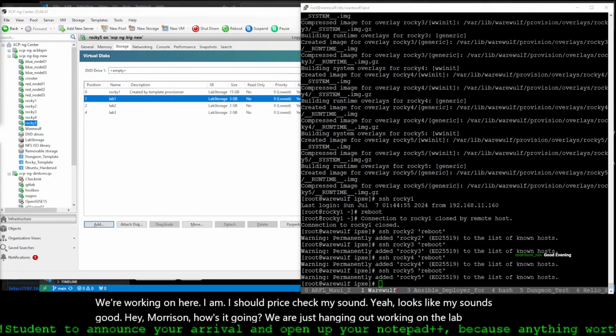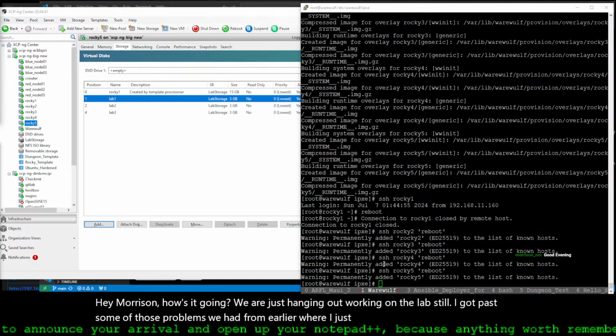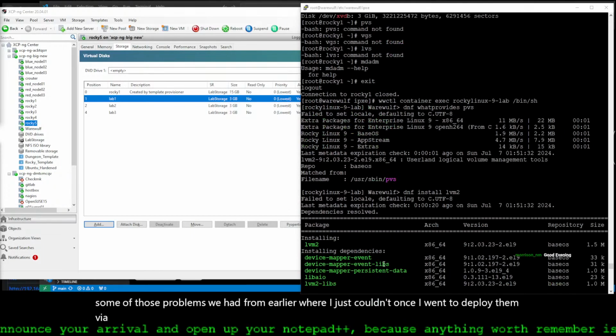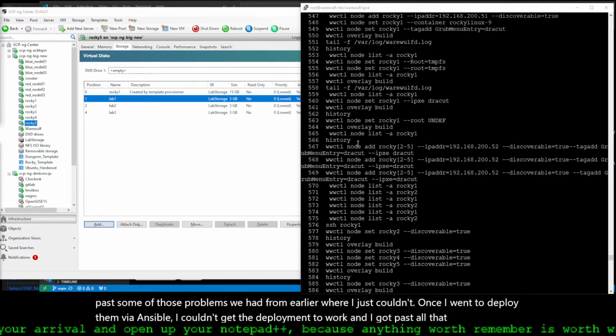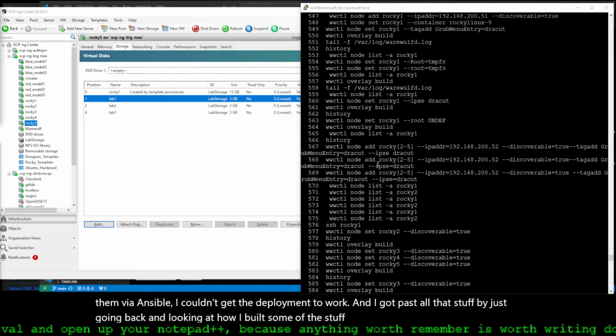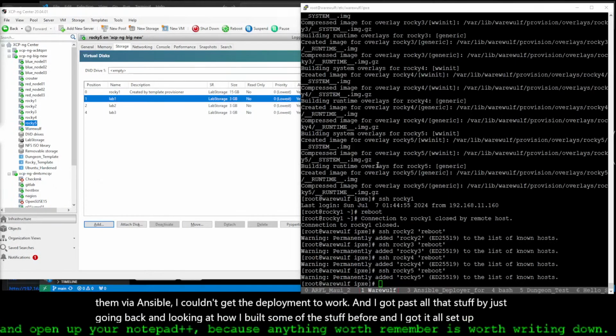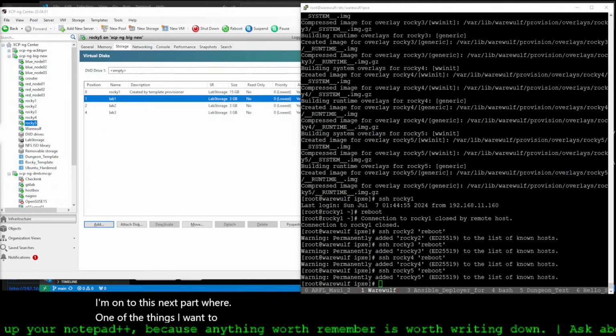I got past some of those problems we had from earlier where, once I went to deploy them via Ansible, I couldn't get the deployment to work. I got past all that by just going back and looking at how I had built some of the stuff before, and I got it all set up. And now I'm on to this next part.